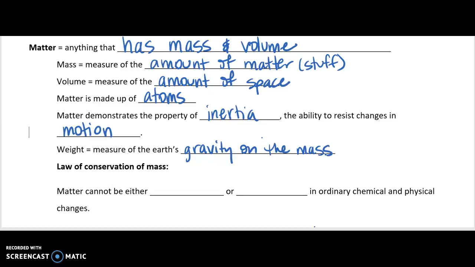Important to know is the law of conservation of mass. That word conservation means keeping the same, okay? When we talk about a scientific law, we're talking about a phenomenon that always happens. We're not talking about the explanation, which is the theory. The law of conservation of mass states that matter cannot be either created or destroyed in ordinary chemical and physical changes.